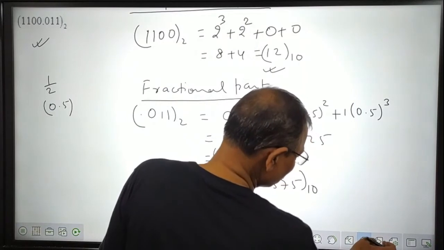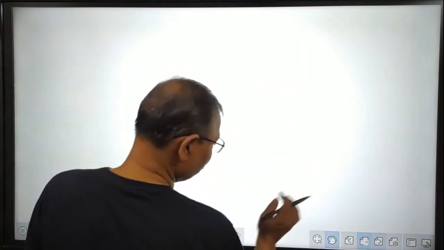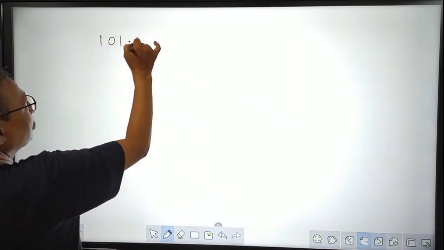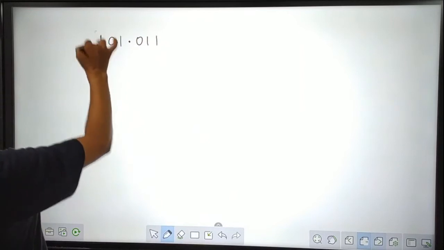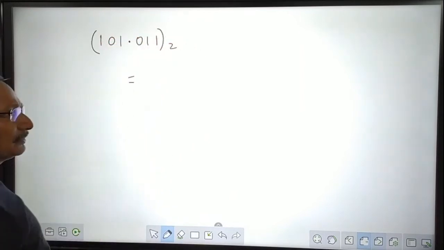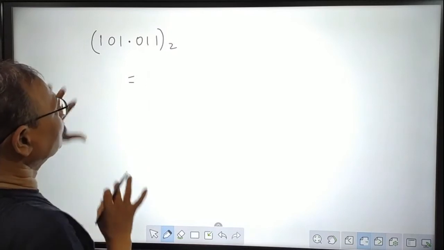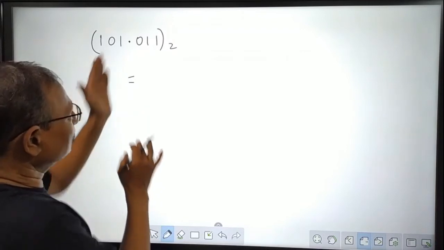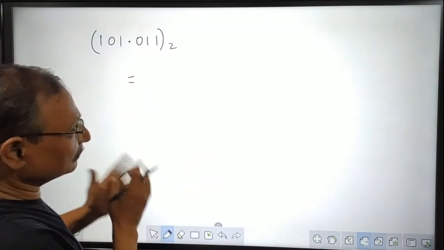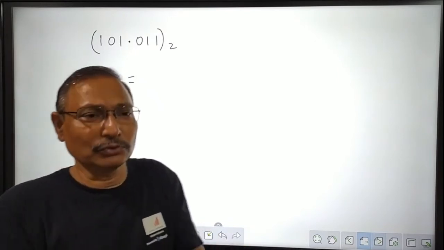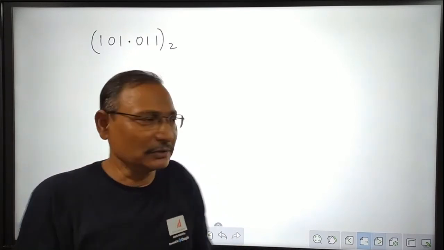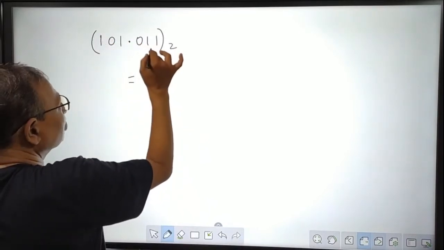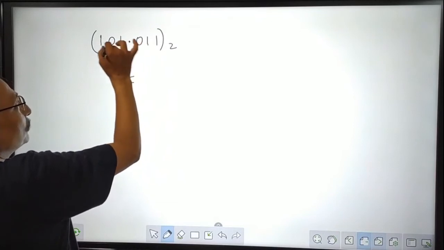Another example to understand it better, I am taking, suppose that 101.011. Suppose that this binary number is to be written in the decimal system. So first of all, you just write the non-fractional part and this fractional part. Now you are able to understand them, so you can write them together also. There is no problem in writing in such a way. 1 into 2 to the power 2, 0 into 2 to the power 1, 1 into 2 to the power 0.